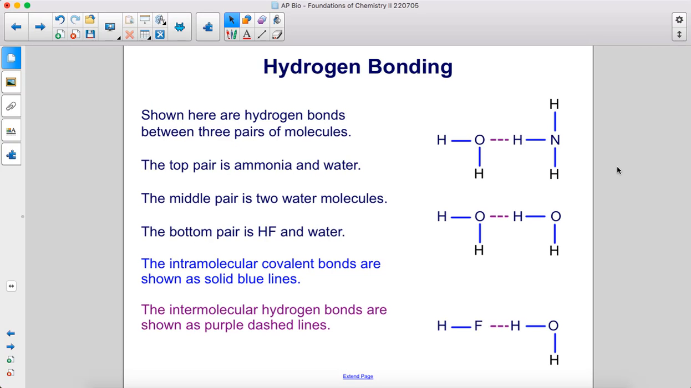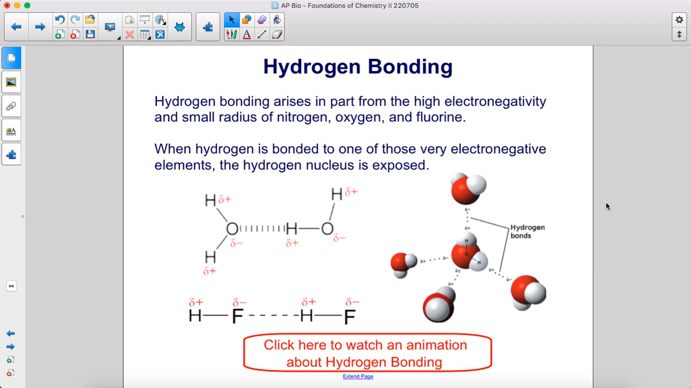Shown here are hydrogen bonds between three pairs of molecules. The top pair is ammonia and water, the middle pair is two water molecules, the bottom pair is hydrogen fluoride and water. The intramolecular covalent bonds are shown as solid blue lines. The intermolecular hydrogen bonds are shown as purple dashed lines. Hydrogen bonding arises in part from the high electronegativity and small radius of nitrogen, oxygen, and fluorine. When hydrogen is bonded to one of those very electronegative elements, the hydrogen nucleus is exposed. Click here to watch an animation about hydrogen bonding.